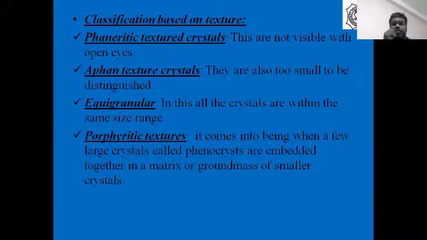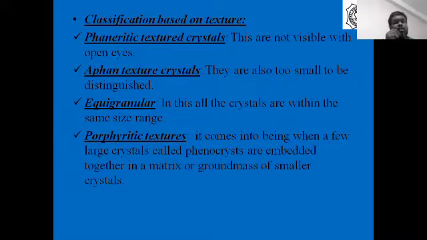Porphyritic textures. These textures come into being when a few large crystals called phenocrysts are embedded together in a matrix or groundmass of smaller crystals. Now, how are these porphyritic textures formed? They are formed when large crystals called phenocrysts are embedded together, meaning when the phenocrysts are joined together, then these porphyritic textures are formed.